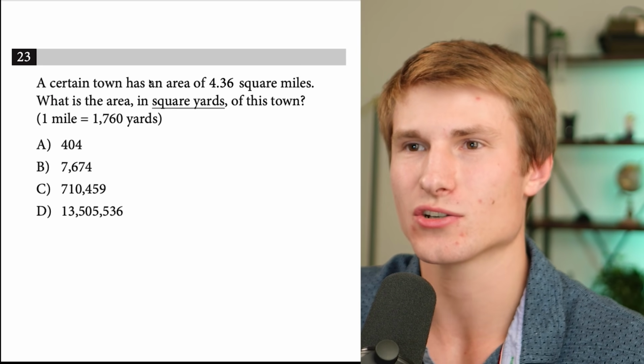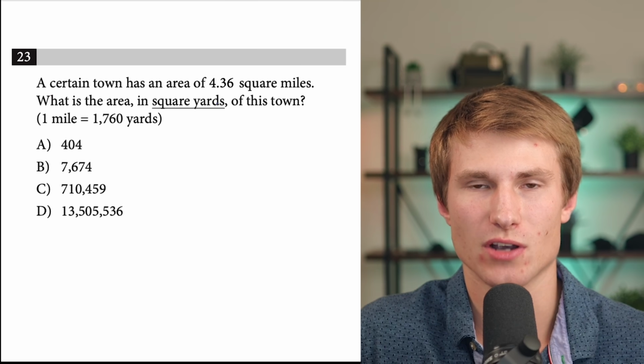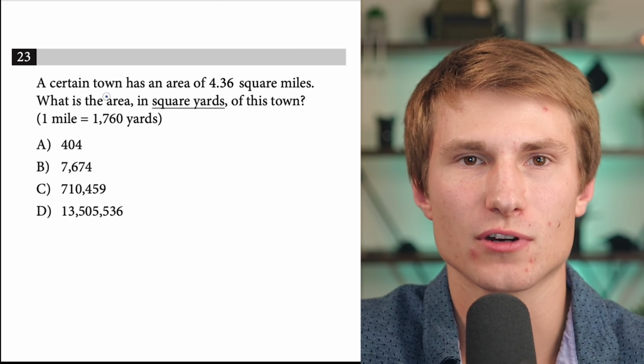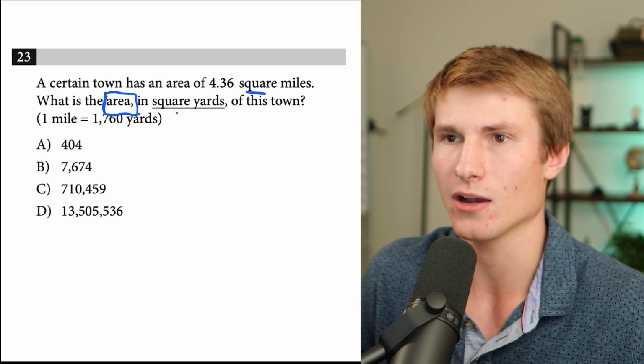Here's how to answer questions about converting units on the SAT. Question 23 states a certain town has an area of 4.36 square miles. What is the area in square yards of this town? Now, when you're converting area as your unit, you have to keep in mind that you end up squaring it, right? Since we have square miles and square yards.